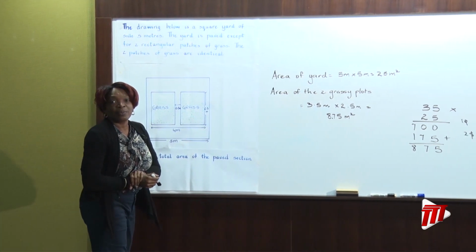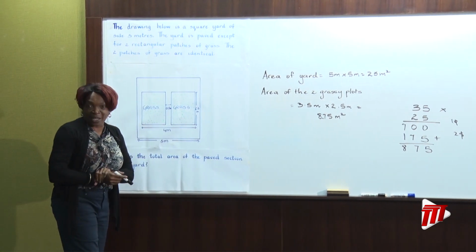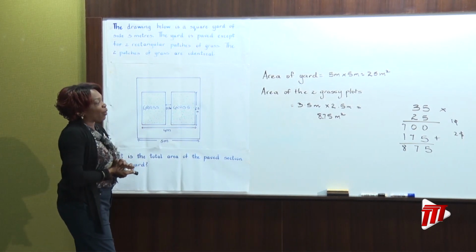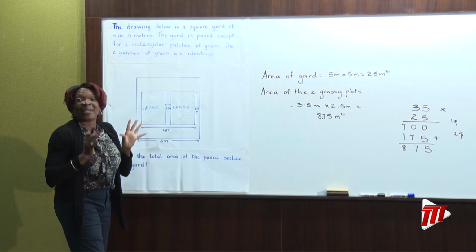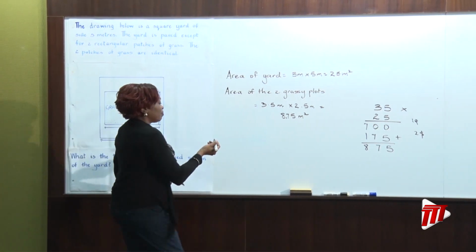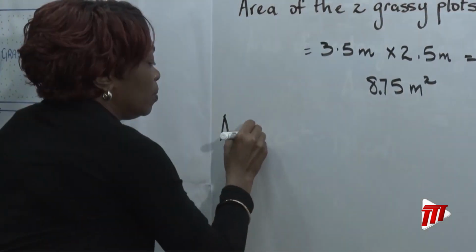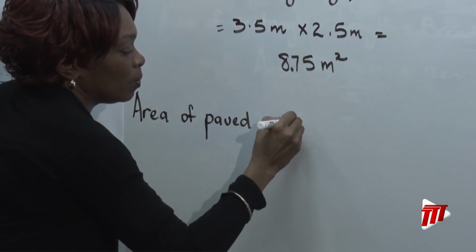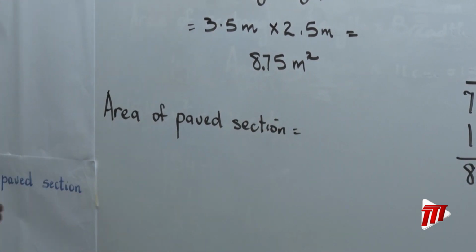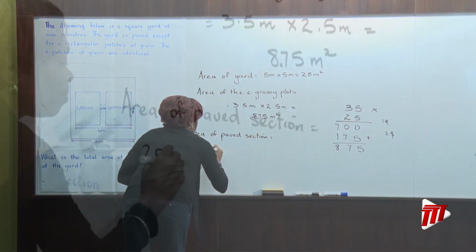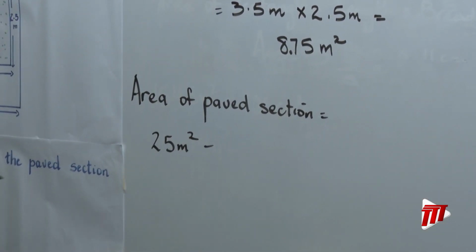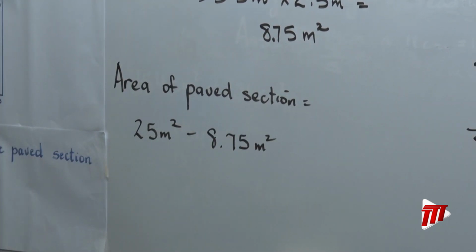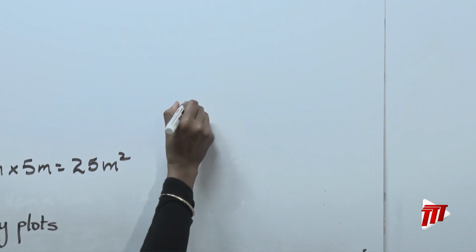What are we going to do? Well, we are going to subtract. Are you seeing that, boys and girls? You will subtract the area of the 2 grassy plots from the area of the yard to get the area of the paved section. So let's do that now. Right? So we have the 25 meters squared, and from that we are taking away 8.75 meters squared. All right, so let's do that working. Let's subtract.